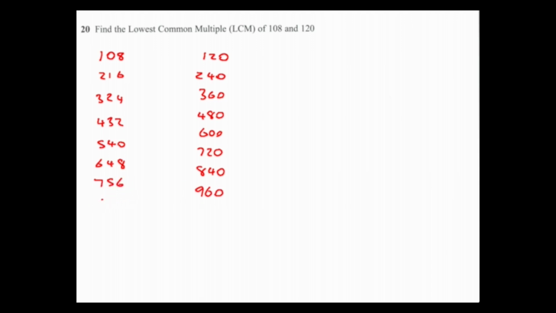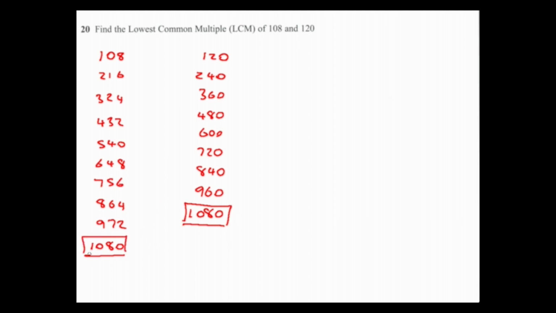The next one at 108 would be 864, 972, and the next one would be 1080. Let's go with this again. The next one is 1080. Therefore, the first number that has appeared on both sets of multiples is 1080, and that is your answer.